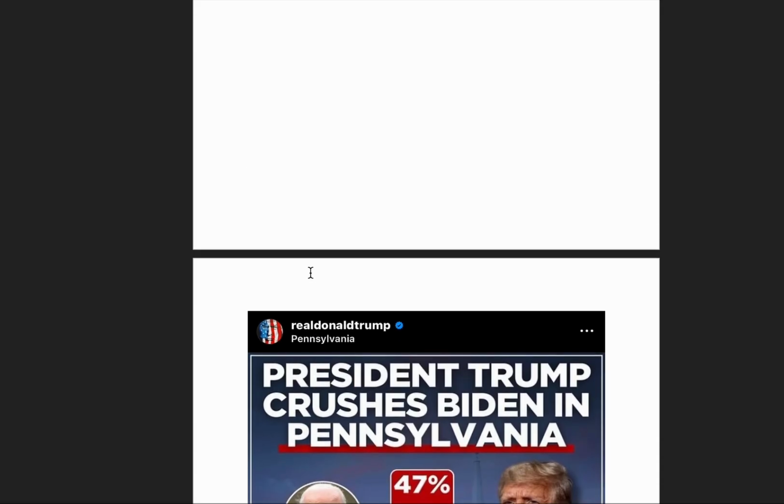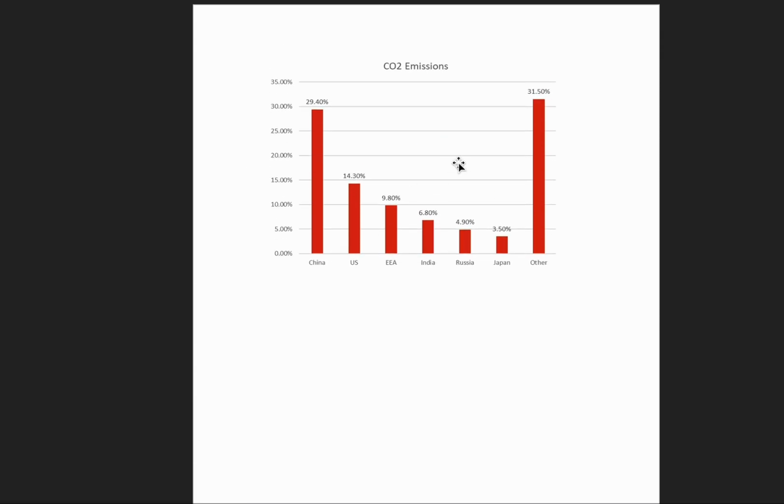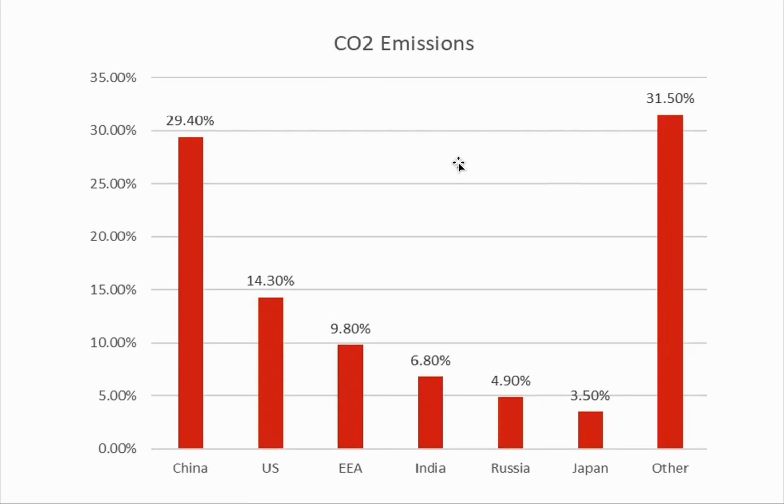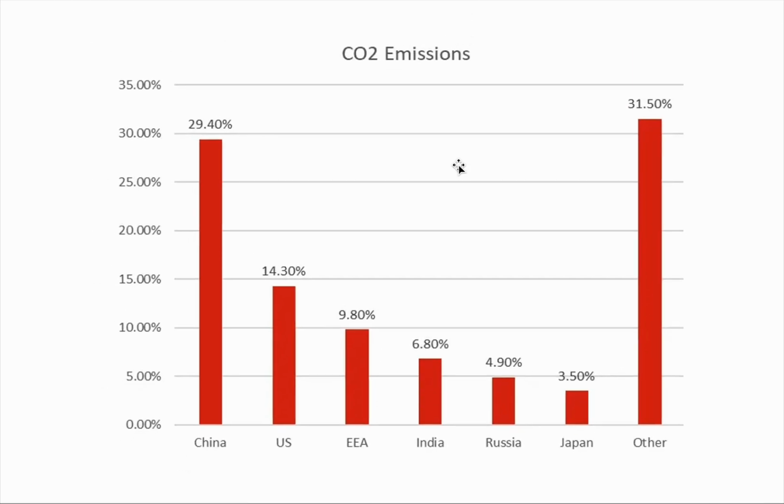Now, let's look at an effective bar graph or visualization. This bar chart shows CO2 emissions by country. What's being graphed? Global CO2 emissions, comparing which countries produce the most.